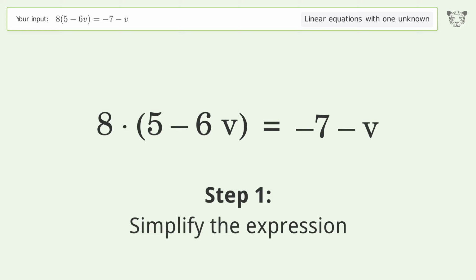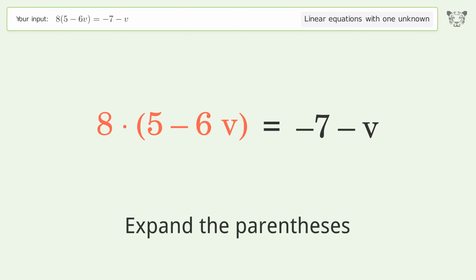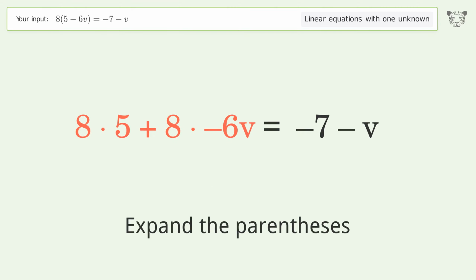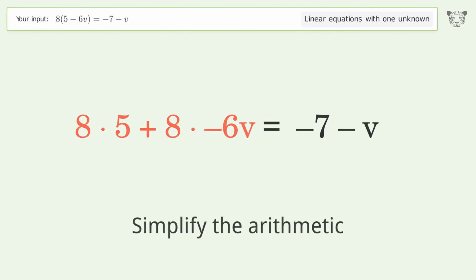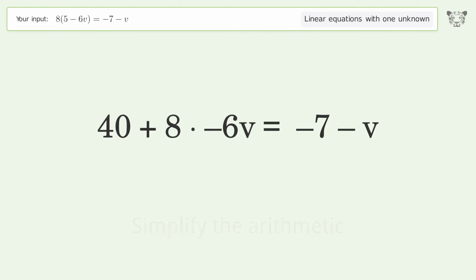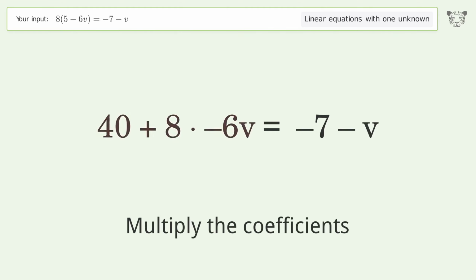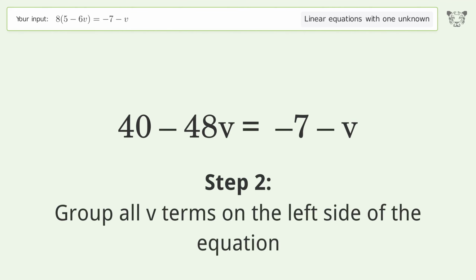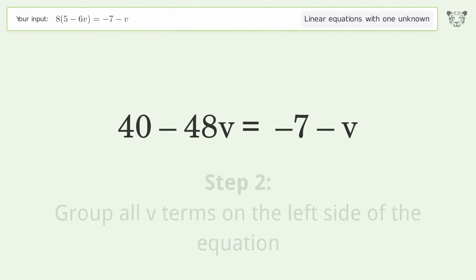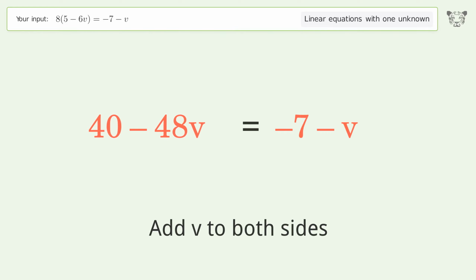Simplify the expression. Expand the parentheses. Simplify the arithmetic. Multiply the coefficients. Group all v terms on the left side of the equation. Add v to both sides.